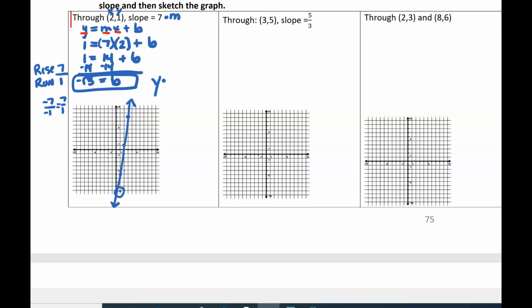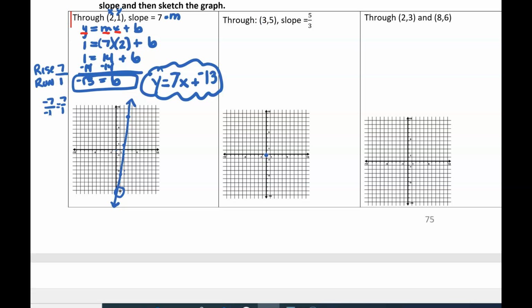So our equation is going to be y equals 7x, 7 because 7 is the slope, plus -13. So that's the answer. So we're going to do the same thing for the next one. You could pause the video here and try these. The next two would be a great place to pause.